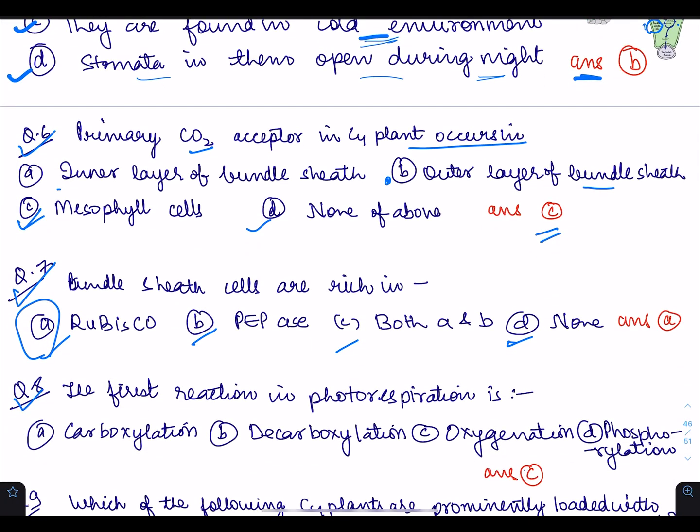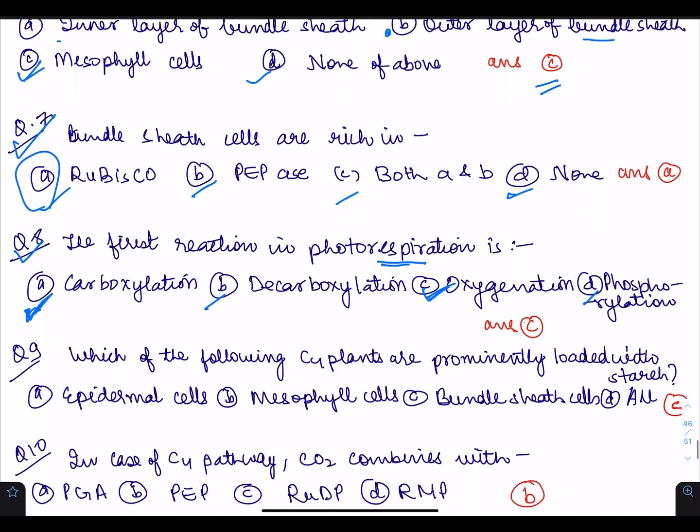Question 8. The first reaction in photorespiration is carboxylation, decarboxylation, oxygenation, or phosphorylation. Carboxylation is not a step of photorespiration. It is a step of photosynthesis in plants, while in photorespiration, the first step is oxygenation. Hence, our answer is C.